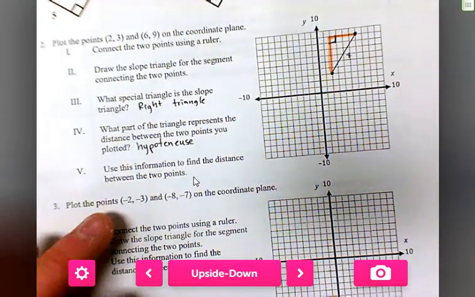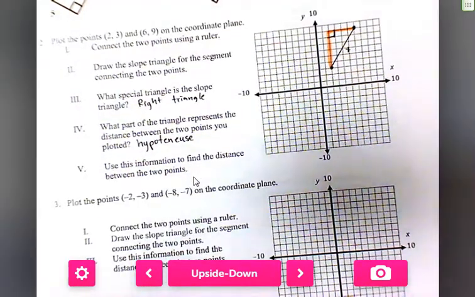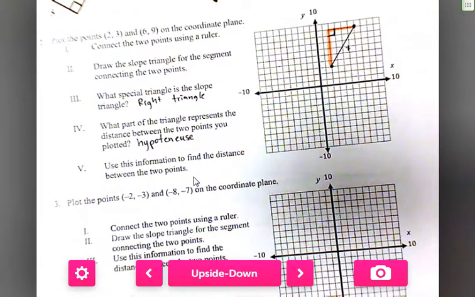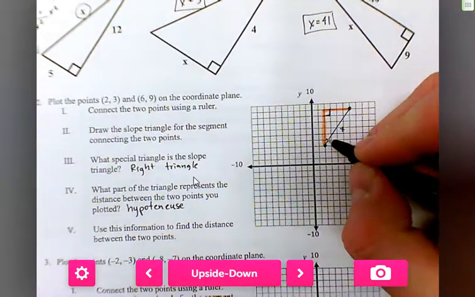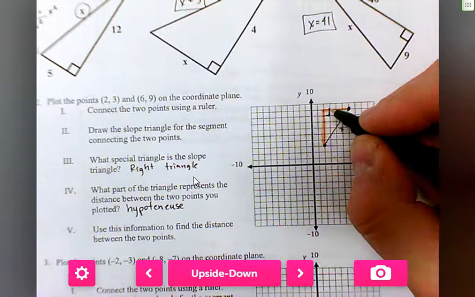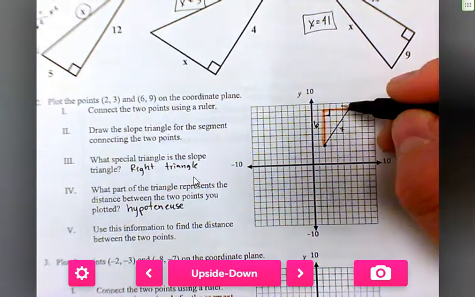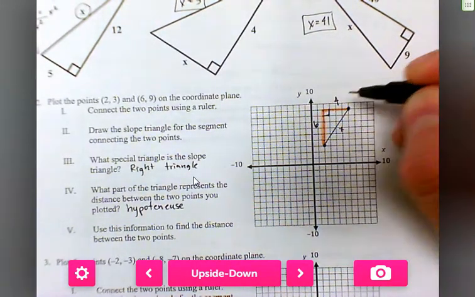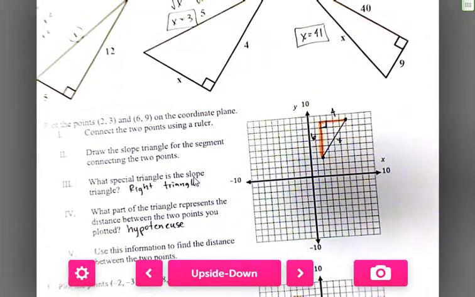Okay? And then it says, use this information to find the distance between the 2 points. So here's what we should have. We should have a height of 6 and then a length of 4. So what do we do with that 6, the 4, and the x here? We did it above.